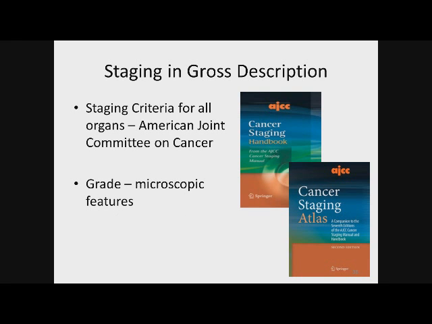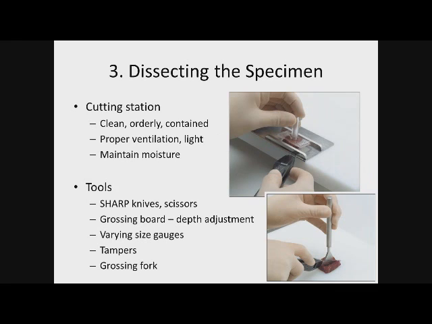Staging is different for every tissue. The American Joint Committee on Cancer publishes cancer staging handbooks and atlases to help the grossing technician and the pathologist reading the eventual slide, looking at their overall stage based on the grade or the microscopic features of the tumor itself. So the third step is then dissecting the specimen.